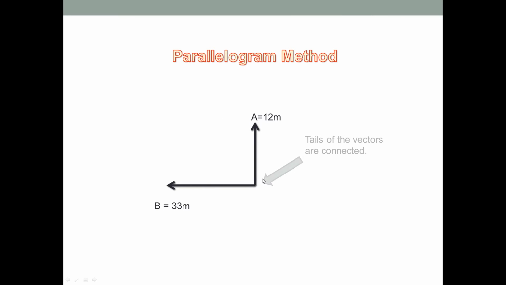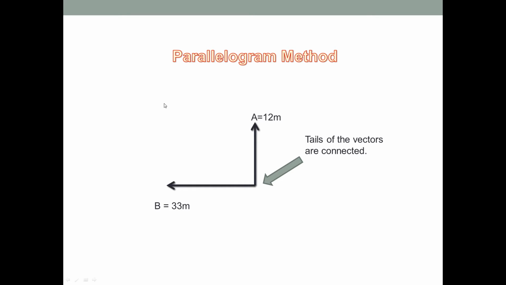The first one is called parallelogram method. So I redrew the shape that I drew in the previous slide, which is as follows. Now I want you to pay attention that the tails of these two vectors are connected, right? The arrow part is called the head of a vector. This part is called the tail. Now pay attention that in the parallelogram method, the tails of the two vectors have to be connected to each other. Okay, so you got to associate parallelogram with the tails being connected.